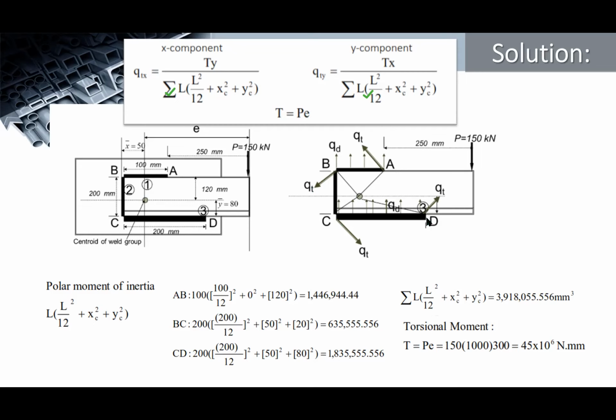Now, we need to compute the Q at point A and at point D. Since hindi nga sila equal yung length, iba yung magiging value ng Q sa point A, iba rin yung magiging value ng Q sa point D because magkaiba yung value ng Y tsaka X nila. So, tingnan natin.